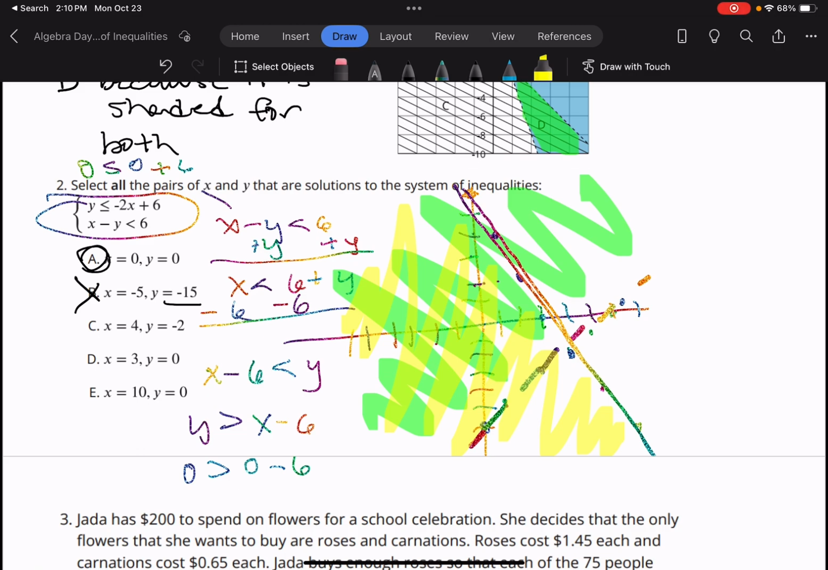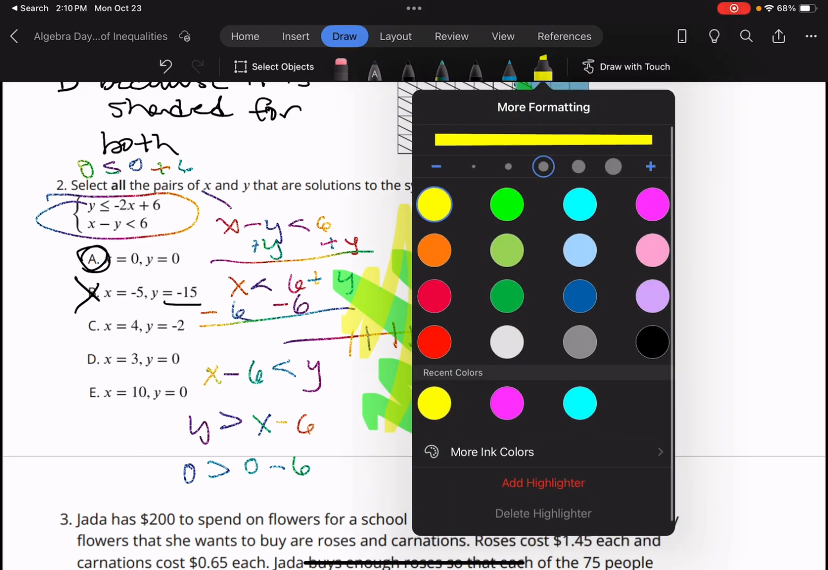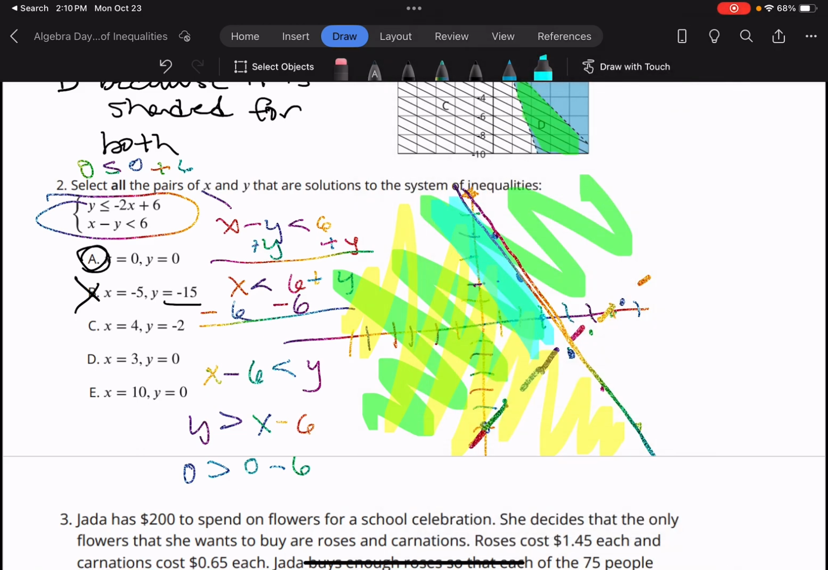So now anything in this double shaded zone is going to be a solution, right in here. So this is also a way to check. And we can see that 0, 0 is in here, right? Negative 5, negative 15 would, assuming we extend this line, be too far down below. 4, negative 2, if we go 1, 2, 3, 4, and down 2. From this graph, it's actually a little bit hard to tell, so it might be a good idea to plug those in and try it.